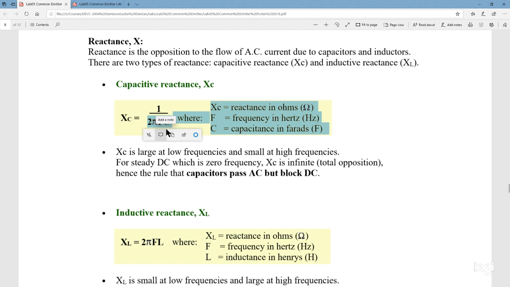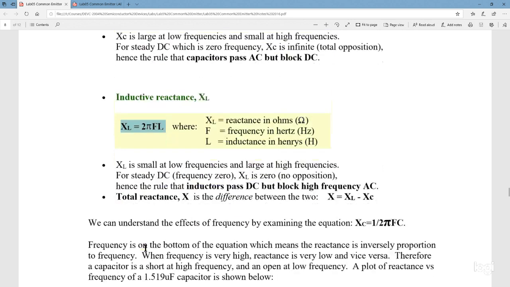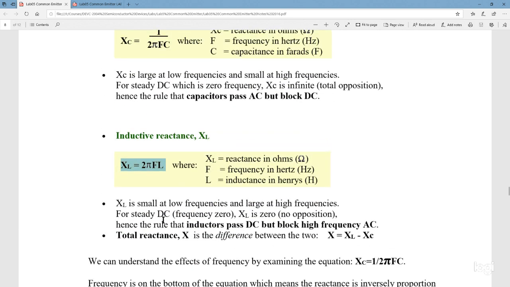As the frequency increases to infinity, Xc becomes 1 over infinity, or 0. So a capacitor is a short to high frequencies. An inductor, on the other hand, as F approaches infinity, XL also approaches infinity, so an inductor is an open circuit to high frequencies. So the question is, when does it make this transition?